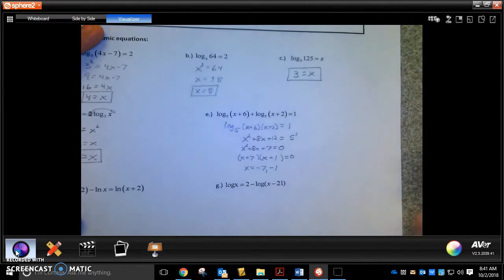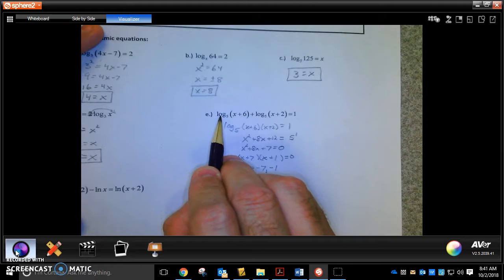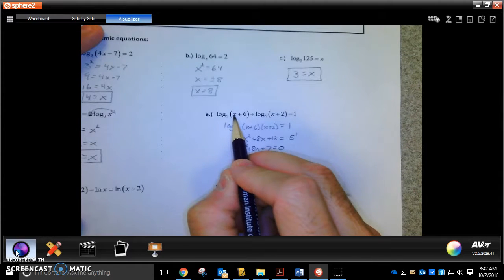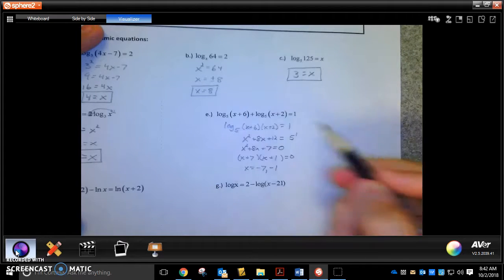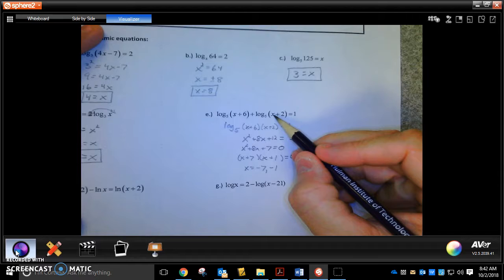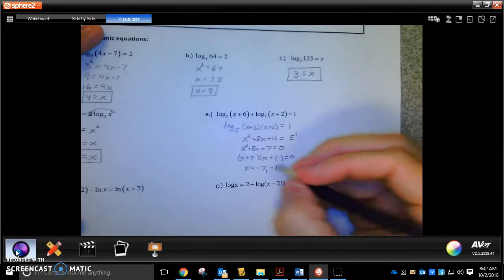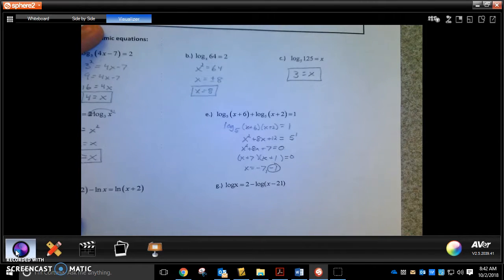But if you go back and look at the original problem, if I put a negative 7 right here, I'm going to get negative 7 plus 6, which is negative 1. I cannot take the log of a negative. If I put the negative 1 in, what's going to happen? If I put a negative 1 here, I'm going to get negative 1 plus 6, which is positive 5. That's okay. If I put the negative 1 over here, I'm going to get negative 1 plus 2. That's positive 1. That's okay. So the negative 1 actually works. That's our answer. The negative 7 does not.